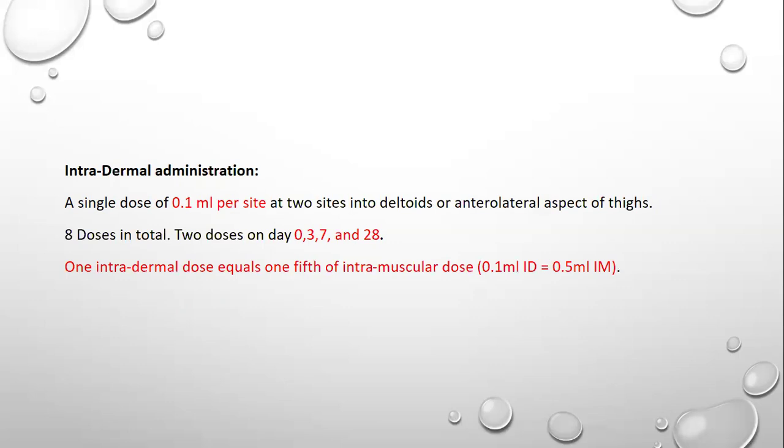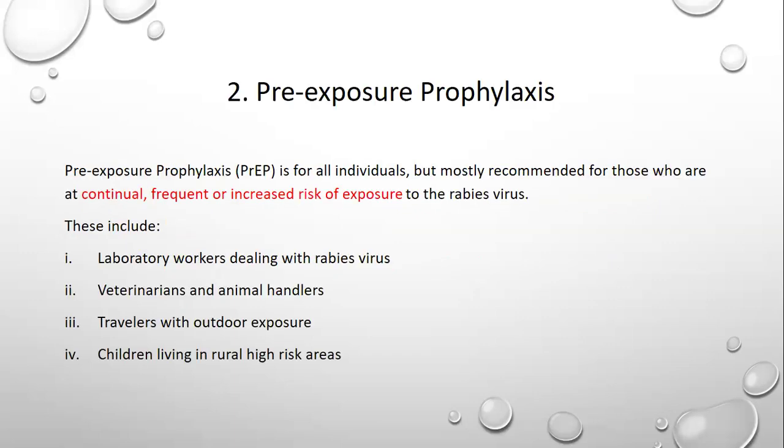Intradermal administration: a single dose of 0.1 ml per site at 2 sites in deltoid or anterolateral aspect of thigh. 8 doses in total, 2 doses on day 0, 3, 7, and then 28. 1 intradermal dose equals 1/5 of intramuscular dose.